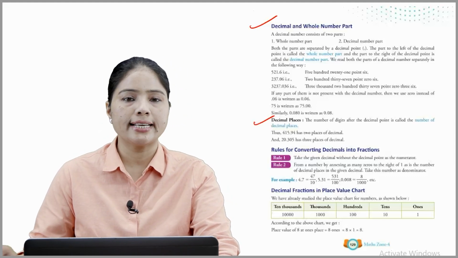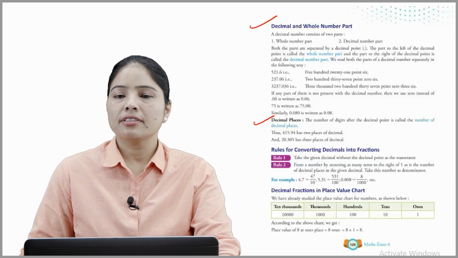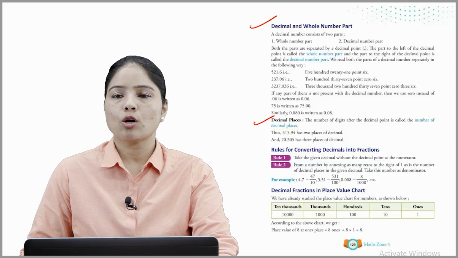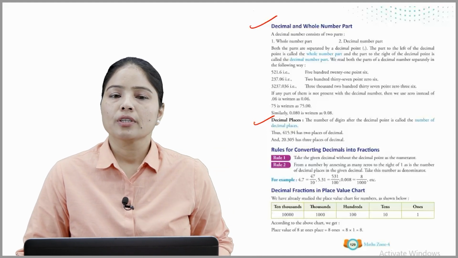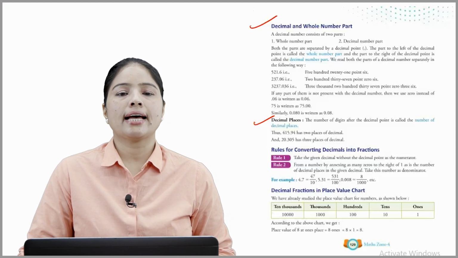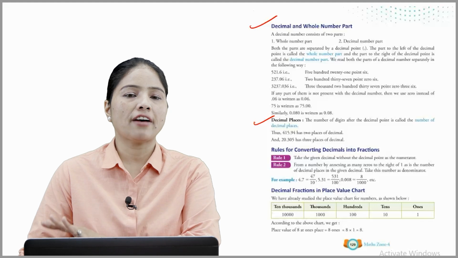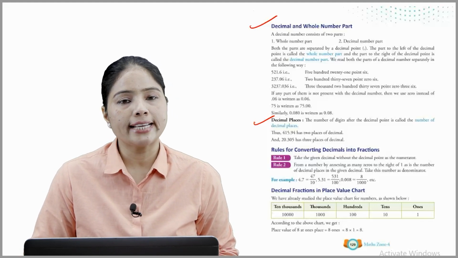So now move on to decimal places. The number of digits after the decimal point is called the number of decimal places. Thus, 415.94 has 2 places of decimals and 20.305 has 3 places of decimals. Okay, so this is called decimal places.